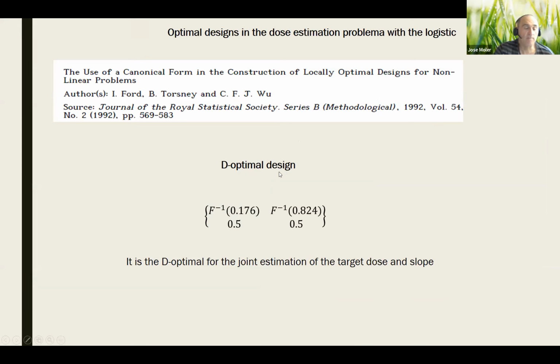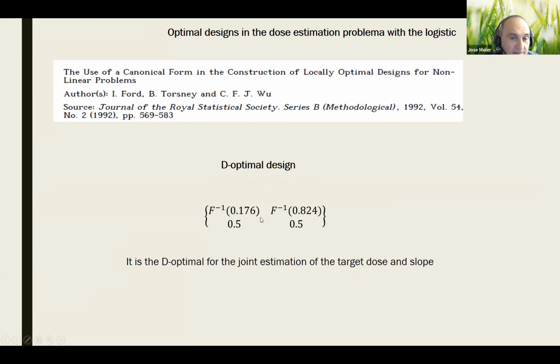From the point of view of optimal designs, in this work by Ford, Torsney, and Hu, everything was said. In the case of the logistic, we know the optimal design to jointly estimate the target dose and the slope, the one that gives the minimal global variance, we can say. In this case, we have to allocate half of the patients in the dose with a probability of toxicity 0.1, and the other half of patients in the dose with toxicity 0.8.